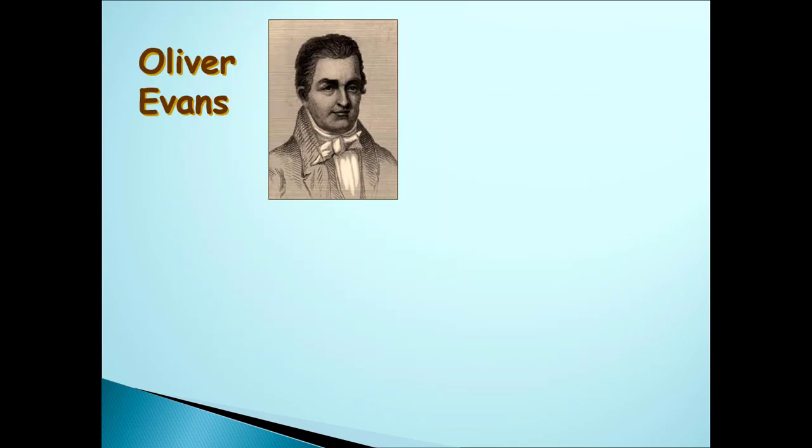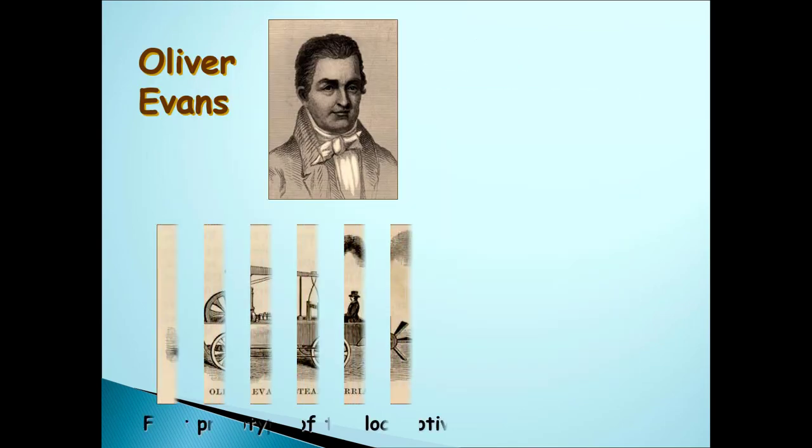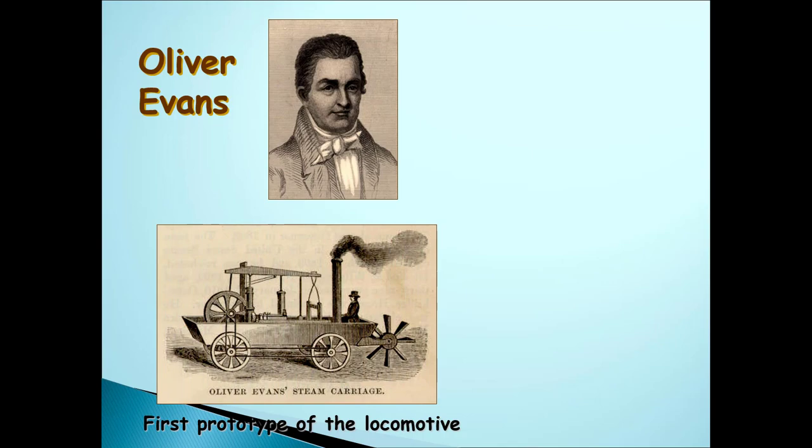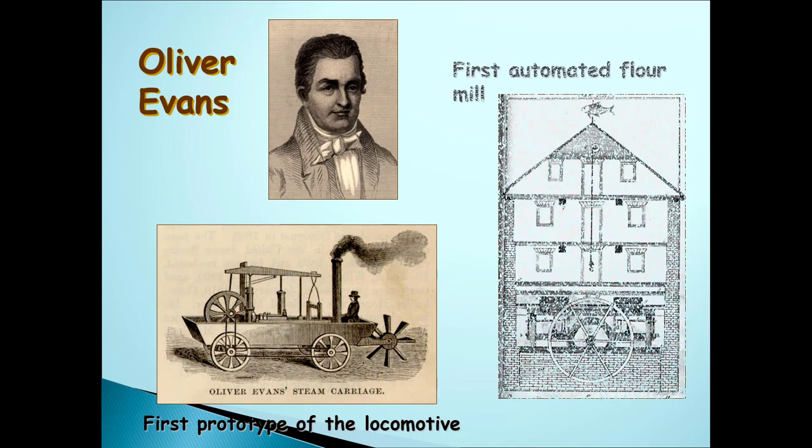Oliver Evans, what did he do? Ah, steam carriage. Beginning of the automobile era. And the first automated flour mill. You've got several floors here. I mean, everything's starting to be automated.